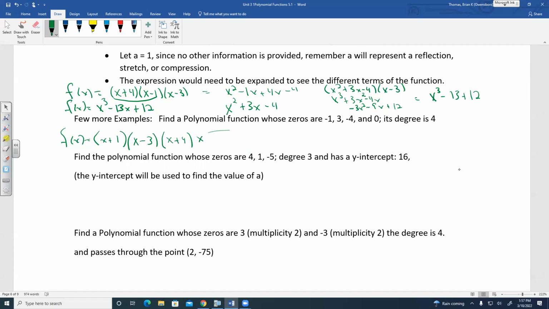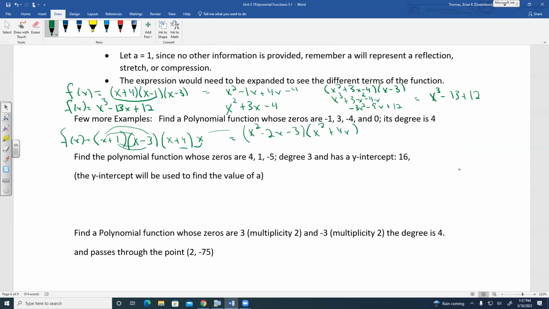If I expand this all out, I have x times x is x squared. So if you do your first, you get x squared. If you do your outer, you get a -3x. Your inner would give you a 1x. So it's going to be a -2x. And then your last would be a -3. And then I can multiply x times x plus 4. So it's going to be x squared plus 4x. Then I got to multiply that all out.